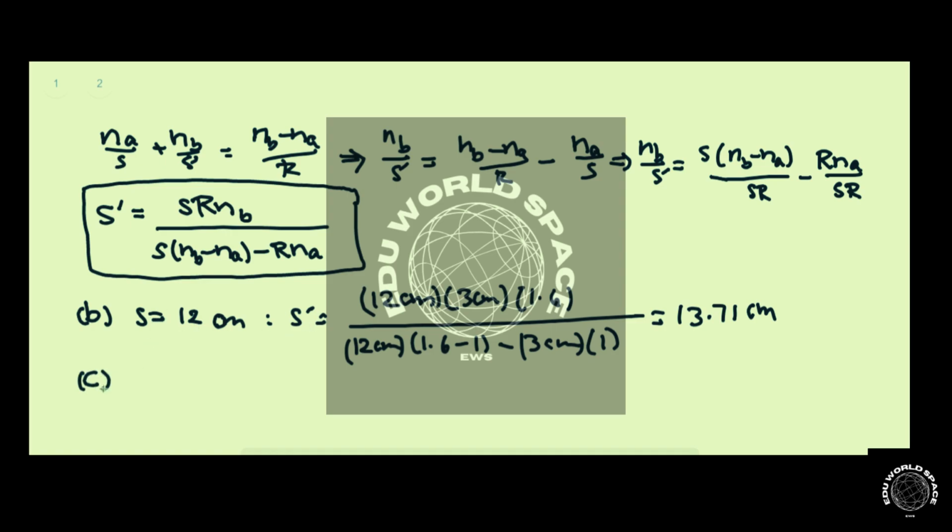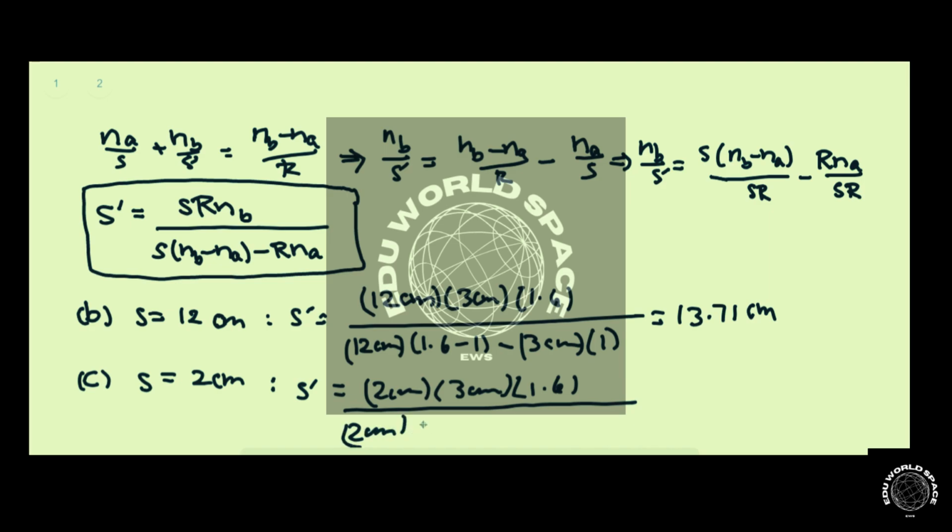Now we'll do exactly the same thing, except that now we replace S with 2 centimeters, which is what we're given for part C. And then we'll find that S prime is 2 centimeters times 3 centimeters times 1.6 divided by 2 centimeters times 1.6 minus 1, minus 3 centimeters times 1. And this gives us negative 5.33 centimeters.